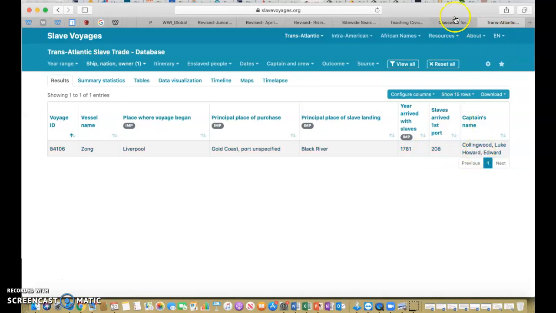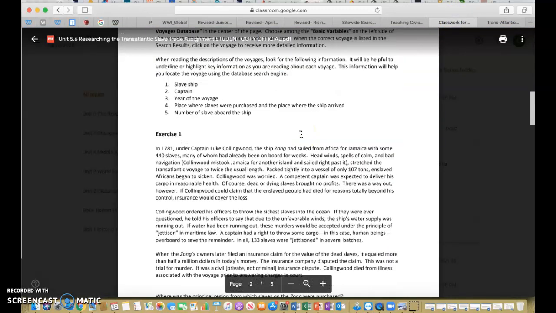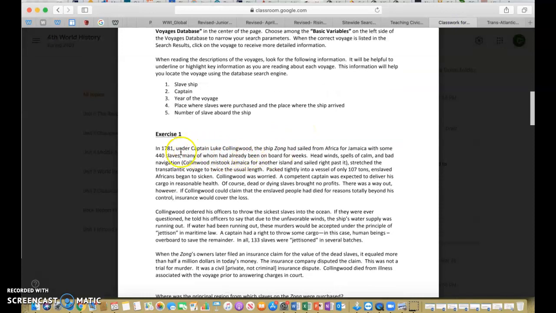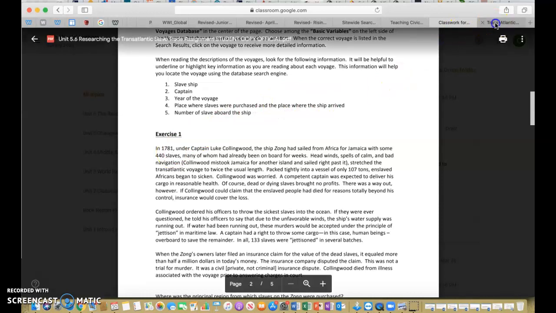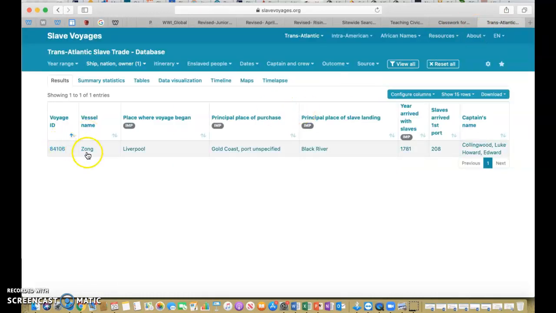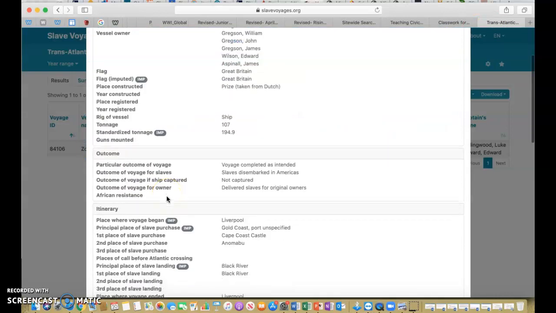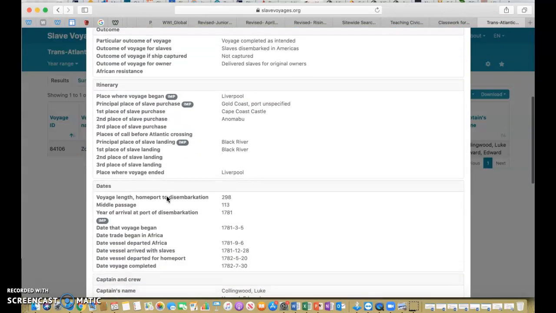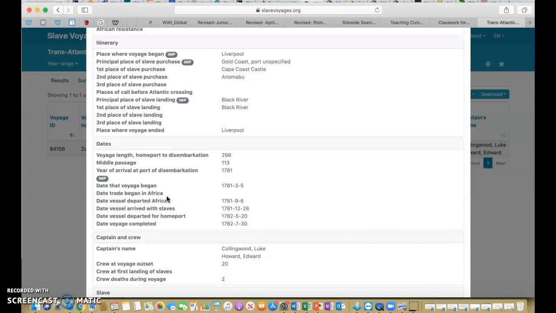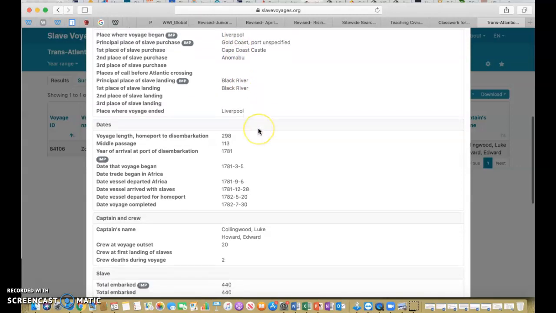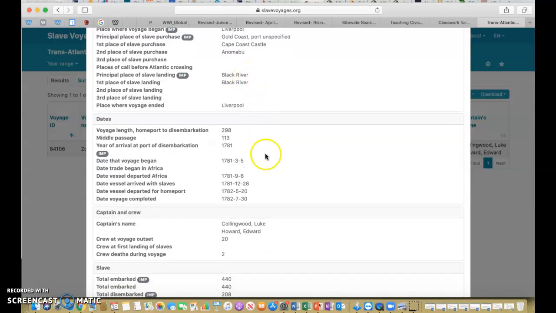If I look at my information for exercise 1, Captain Luke Collingwood, the ship Zong, 1781. So now I understand. I can look at this. I can click on it, and as I click on it, here's some interesting things to note. The Gold Coast in Africa is where they purchased the slaves. This ship came out of England. They also purchased some at another place also, and they will land on the Black River.